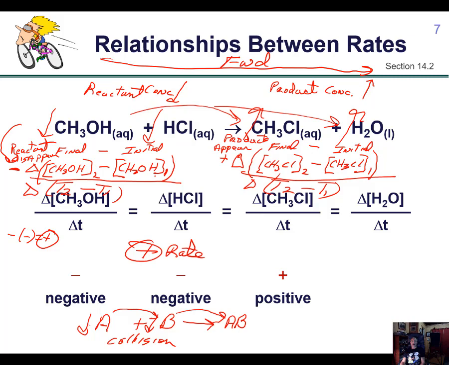And so what happens is all the rates slow down. The rate of disappearance of the reactant slows down, the rate of appearance of product slows down, which means that the overall rate of the reaction slows down.